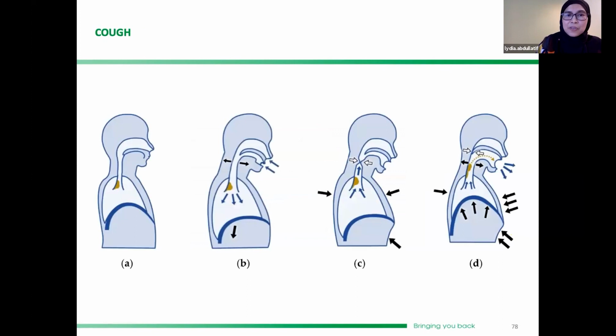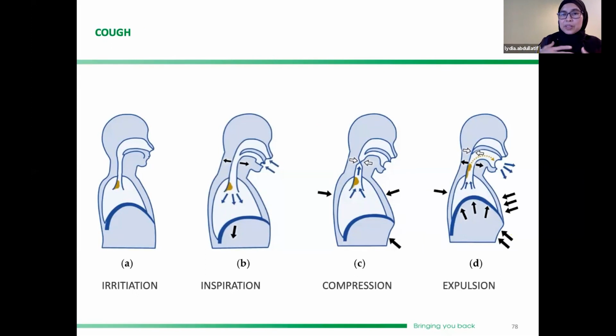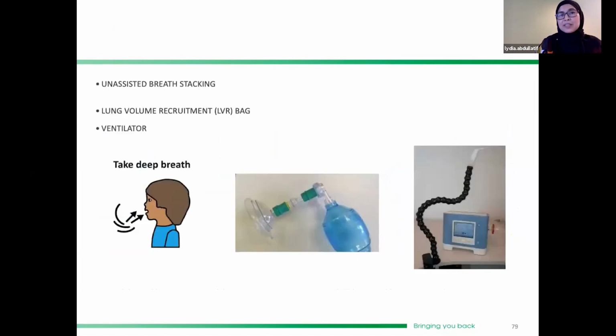And there's actually 4 phases of coughing, where you have the irritation, followed by collecting the air in your lung through the inspiration. And this is where you have the air trap, the glottic closure, the compression, and then the expulsion of the cough. So when the patient cannot do this, there are various methods that you can teach them.